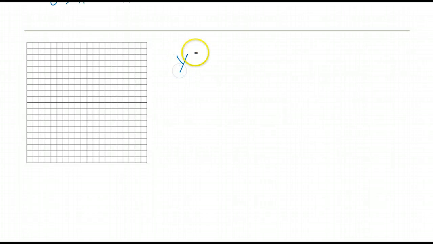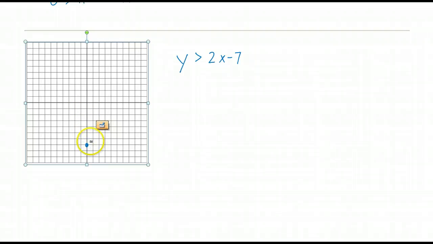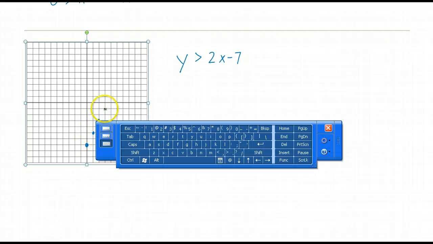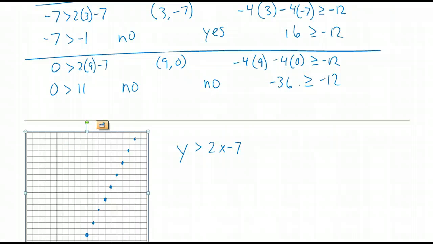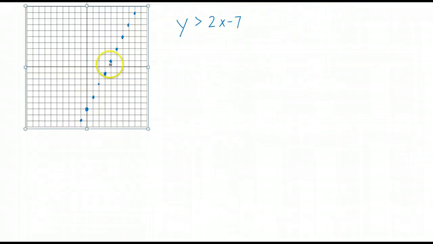So I'm going to graph y greater than 2x minus 7. My slope is 2, my y-intercept is negative 7. I'm going to connect these points with a dashed line because it's all of the points that are just up to this line but not including this line. That's what the greater than without the or equal symbol means.